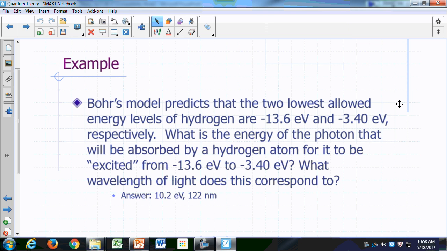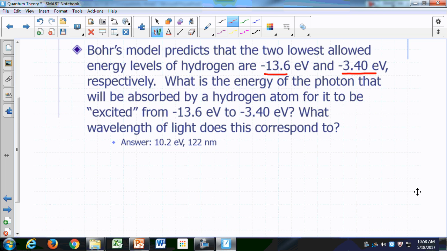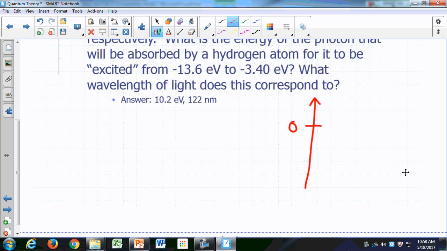Let's take a look at this question right here. Bohr's model predicts that the two lowest allowed energy levels of hydrogen are negative 13.6 and negative 3.4 electron volts. If we were to draw an energy scale right here, this is 0 over here, and negative 13.6 electron volts is going to be down here. That's your lowest allowed energy level. That is called your ground state.